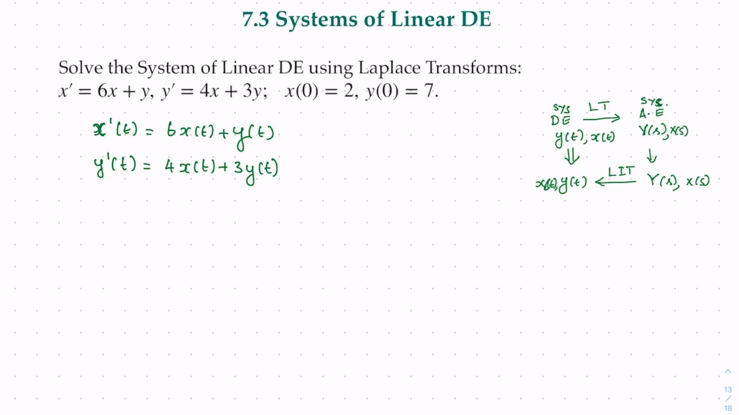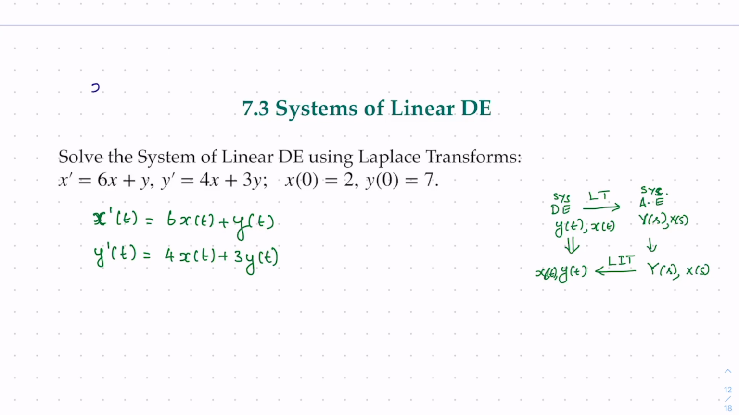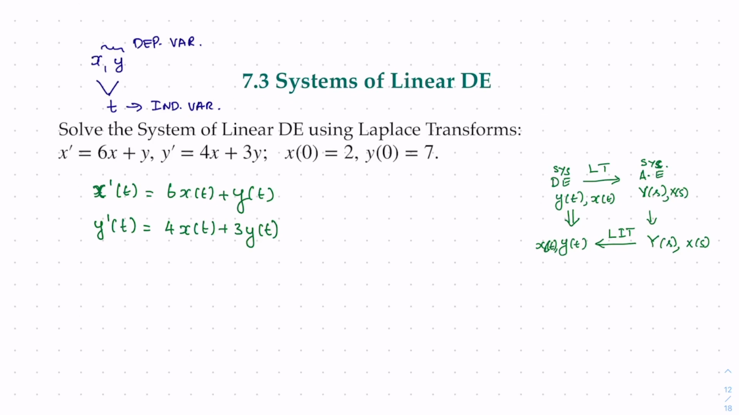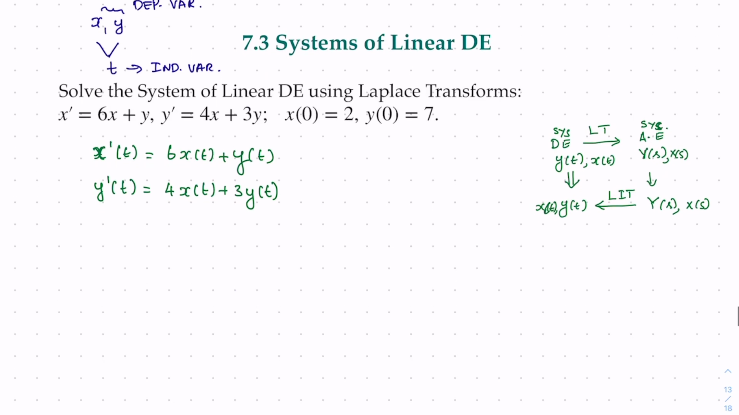Here I have to tell you that x is a function of t and y is a function of t. So in other words, x and y are dependent variables, and they are dependent on the variable t. So here's your independent variable, and these are your dependent variables. That's the general setup of this. How does this system of linear differential equations work? Now let's see how we do that.